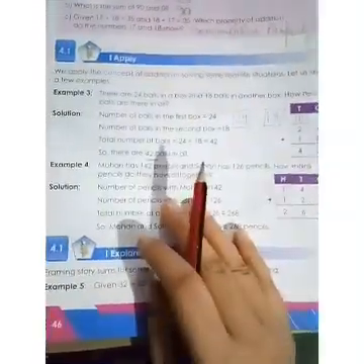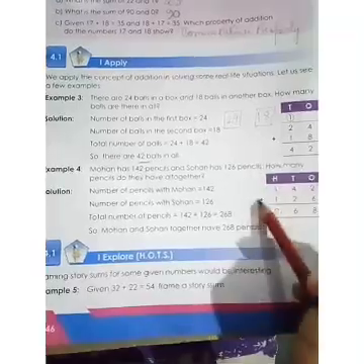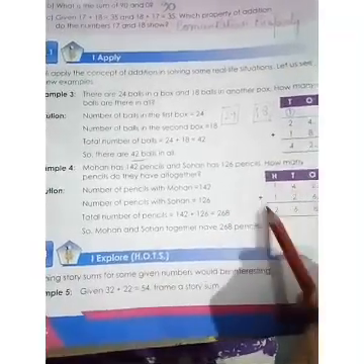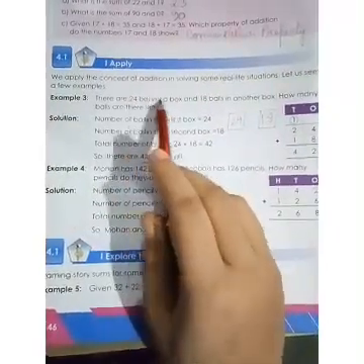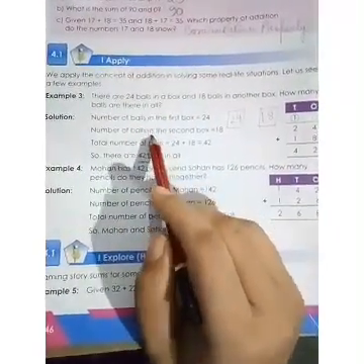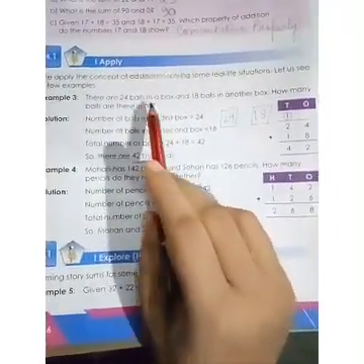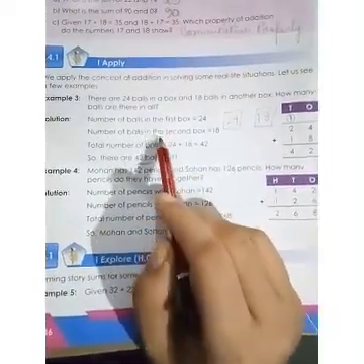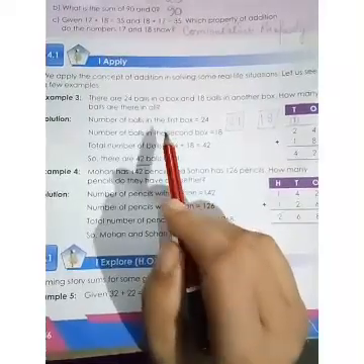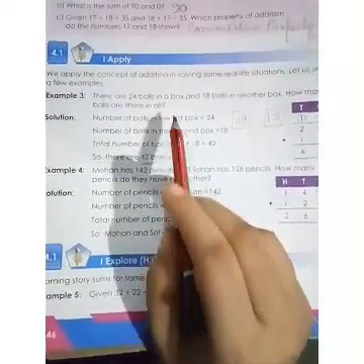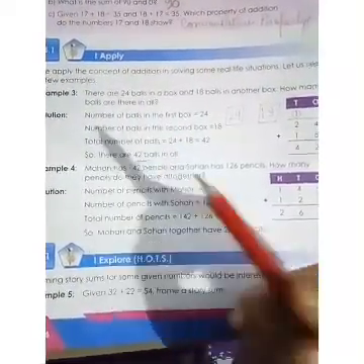Similarly, in example 4 also, we have to find the total number of pencils. This is a 3-digit number. Remember children, when you are doing a word problem like that, always write the statement. The statement is important. Otherwise in the exam, if you don't write the statement, your marks will be deducted.